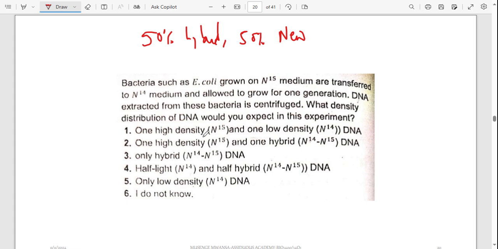So one high density and one low density DNA, really not. One high density and one hybrid. High density means nitrogen 15, no. This is not true. Only hybrid, no. Half light and half hybrid. This is true, isn't it? Because 50% hybrid, 50% light, which is the new one.